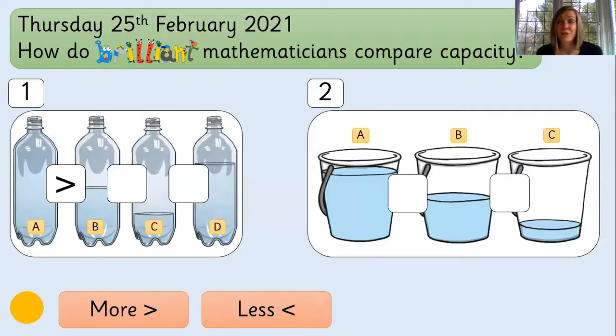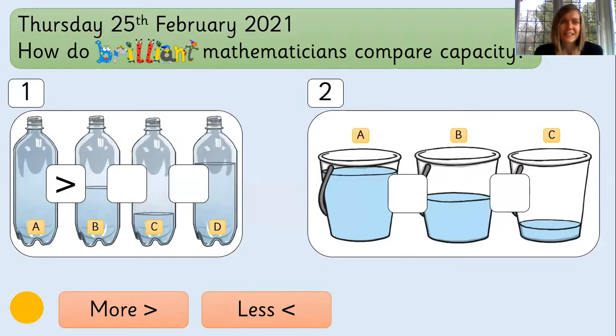If you're going to try and use those symbols, we've got a little bit of a challenge for you. And remember, take each step at a time. So for question number 1, I've already given you a little hint. This bottle is completely full. It's right full up to the top there. So this bottle is full. So I've said A is more than B. So I wonder, can you keep going for me?